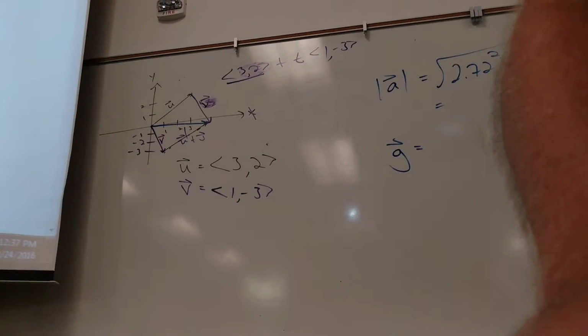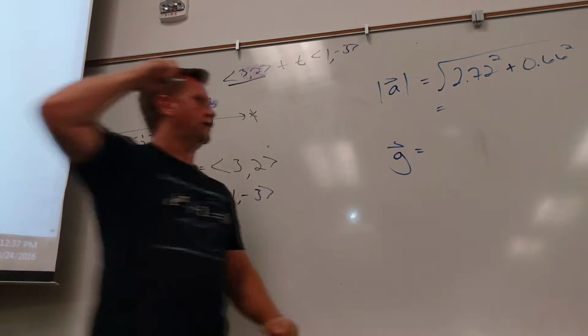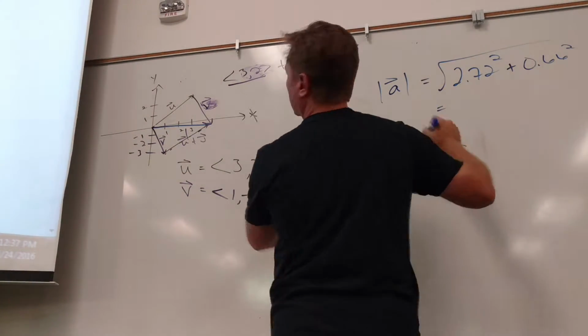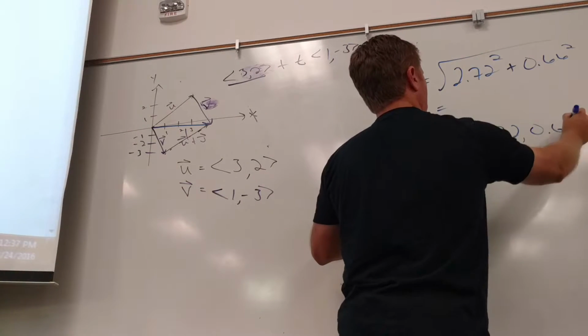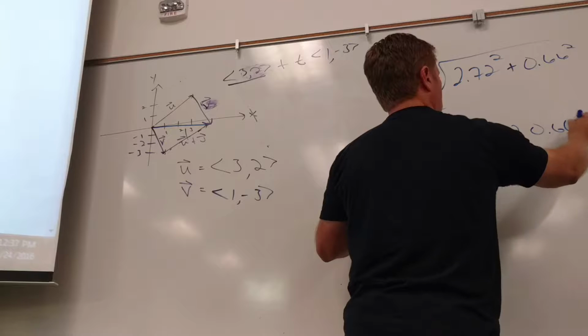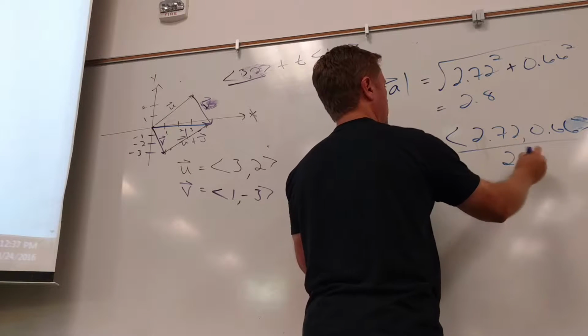What's it based off of? It's based off the what vector? The A vector. What's the A vector? That's too long, so I'm going to divide it by the norm. Yeah, the 2.8 we just got, right?